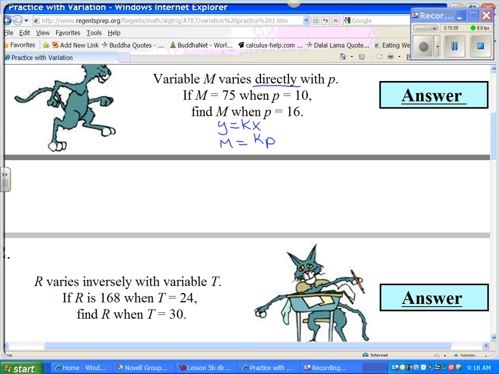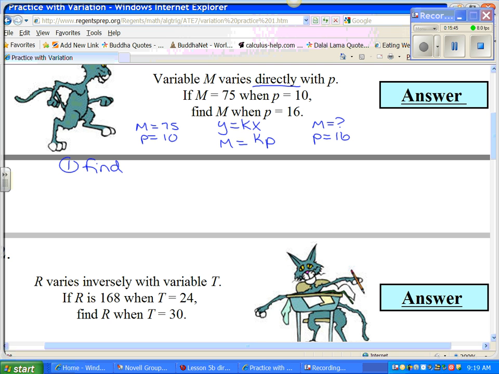My next step is to set up my pairs. I'm going to have two pairs. My first pair is going to be what they're giving me. So when m is 75, p is 10. That's a pair, right? And then m, do we know m? We don't know, when p is 16. So do you see how they're paired up? Do you understand how I got the pairs? Okay, so here's step one.